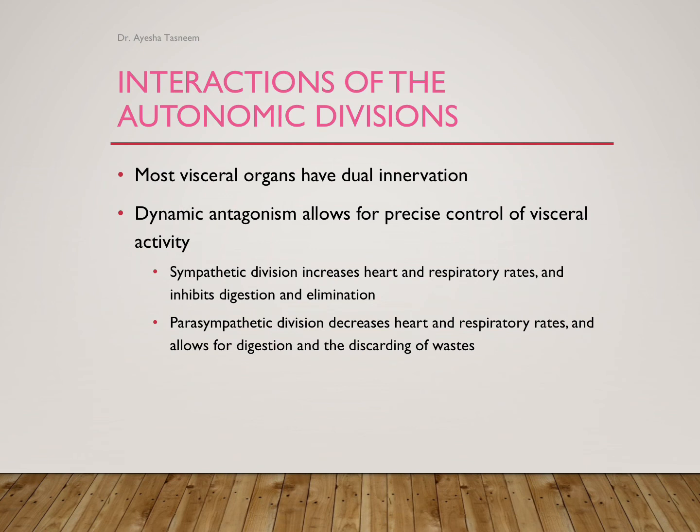Here are some interactions of the autonomic nervous system. Most visceral organs have dual innervation. Dynamic antagonism allows precise control of visceral activity. Like the sympathetic division increases heart rate and respiratory rate and also inhibits digestion and elimination, while the parasympathetic division decreases heart and respiratory rates. It allows digestion and discarding of wastes.